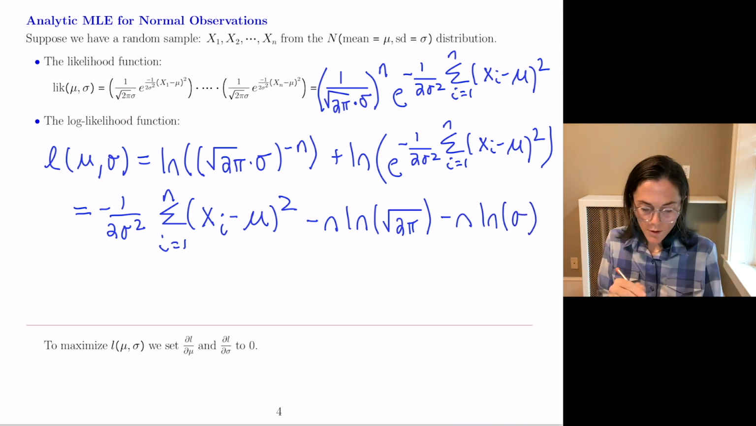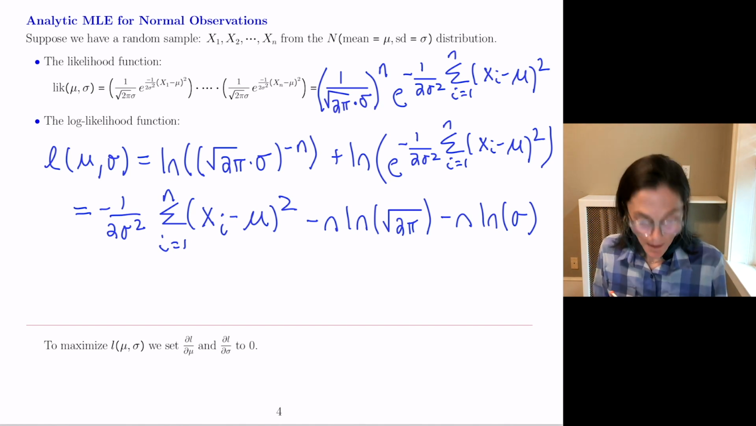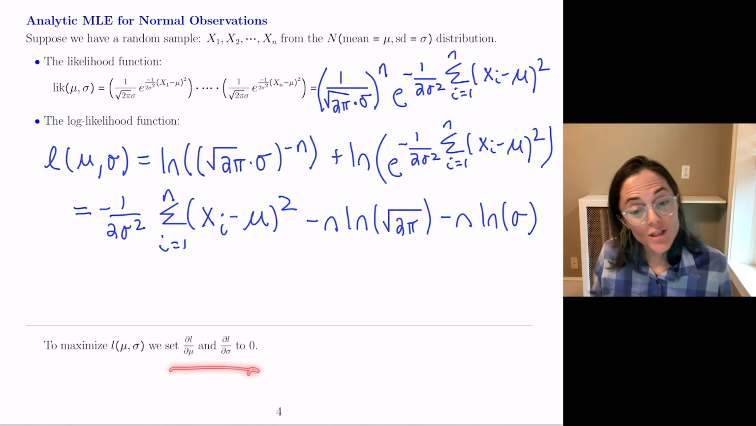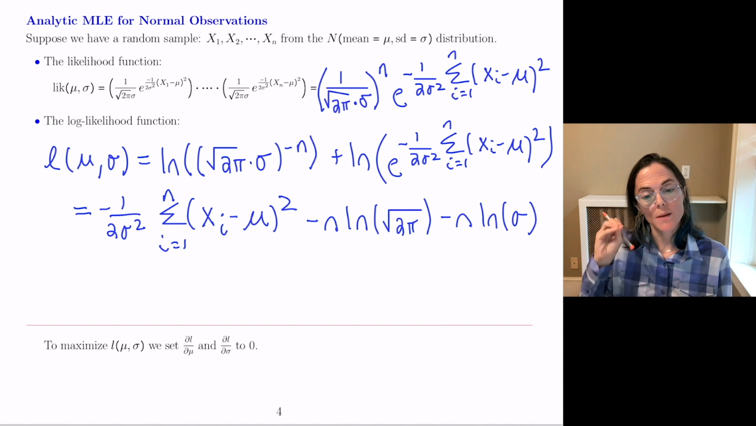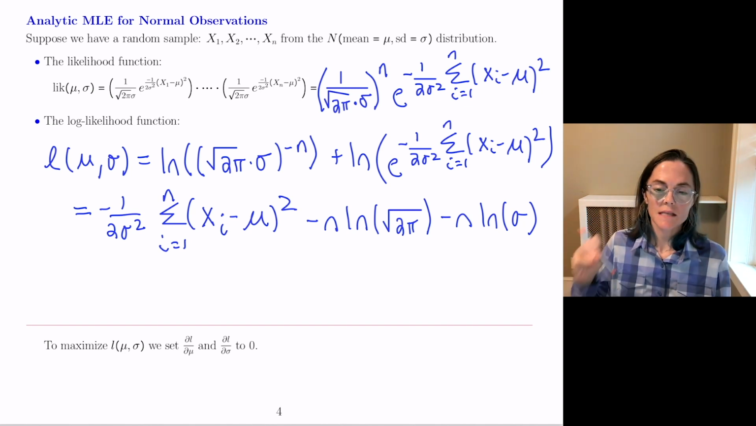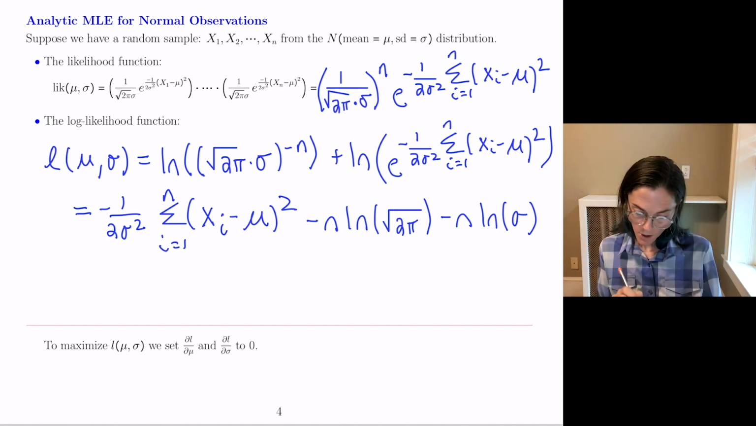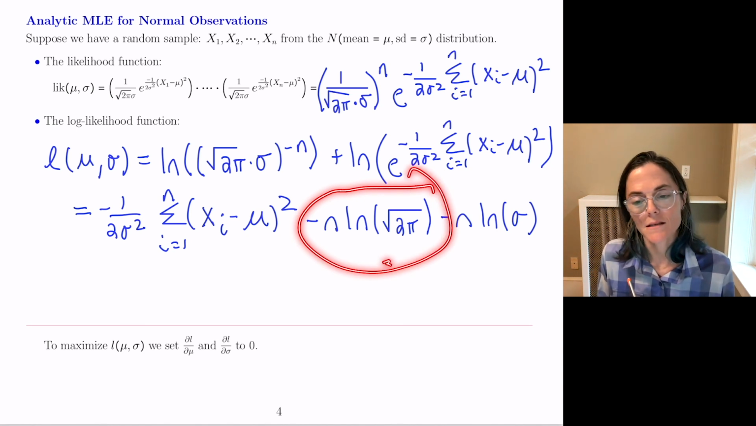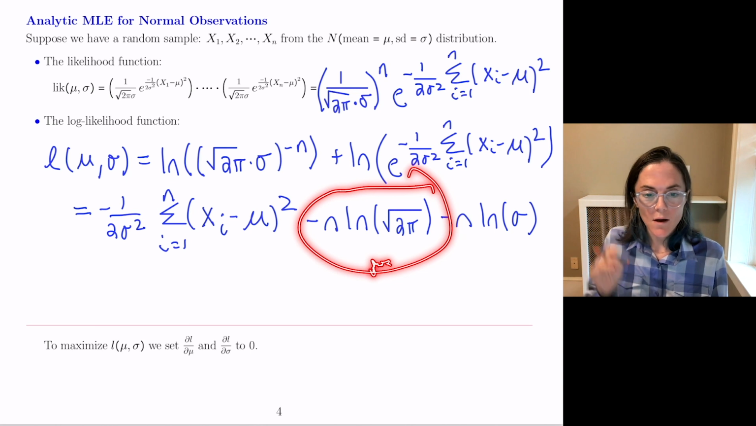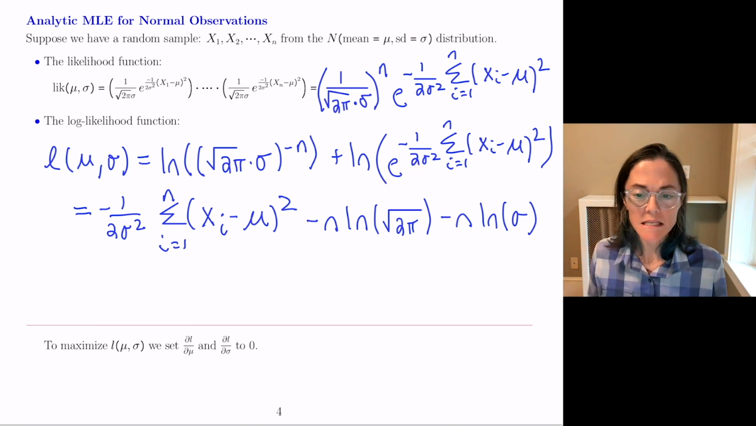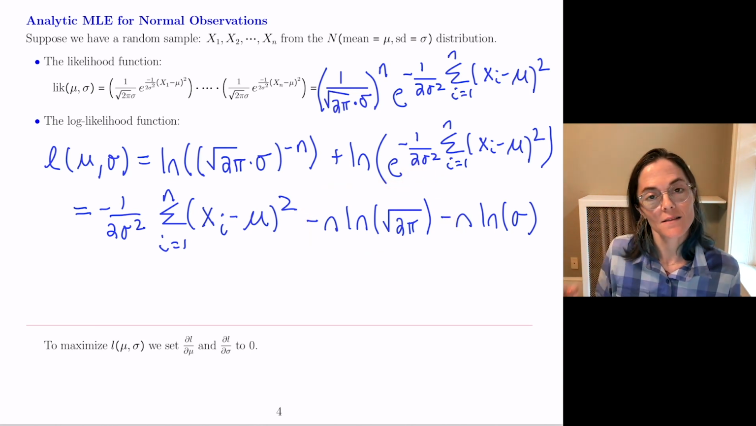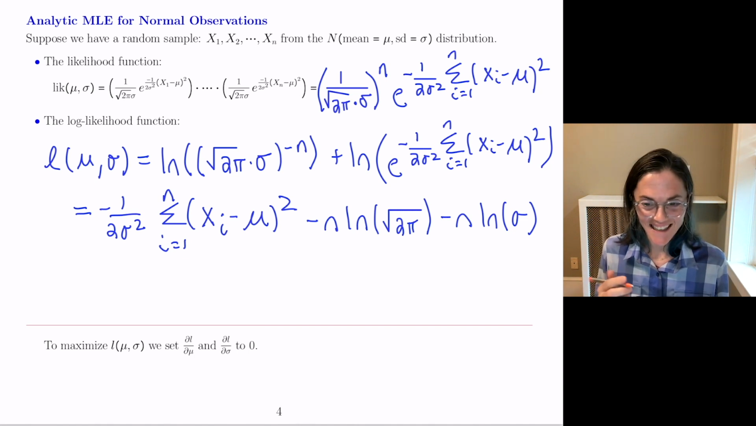Why do I want to do that? Well, I'm about to, as you can see, take the partial derivative of this L with respect to mu, and the partial derivative of this L with respect to sigma. And the good news is this term is a constant for both of those, really. So this is as far as I'm going to simplify this log likelihood function.